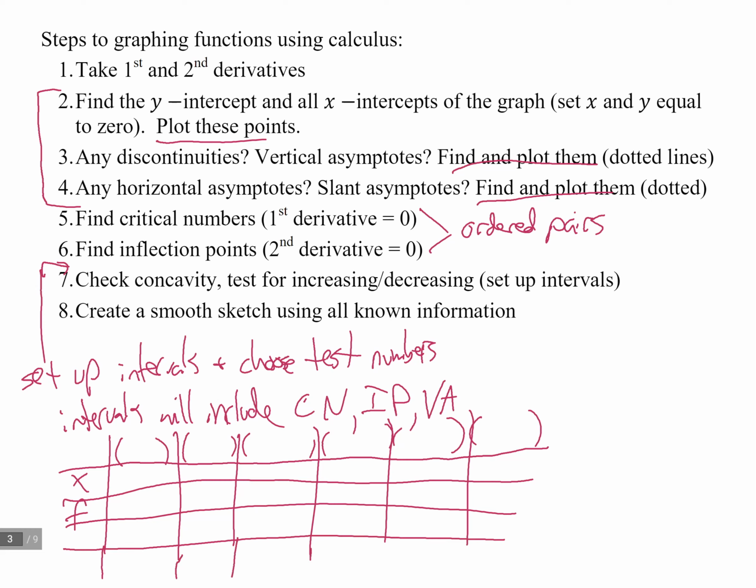if you want ordered pairs. Now you don't have to do that. So actually, I'm going to skip that. F prime, you want the first derivative for increasing, decreasing, and you want f double prime for second derivative, concavity.